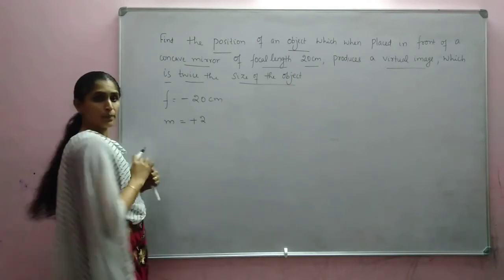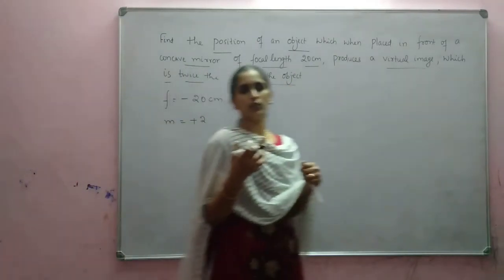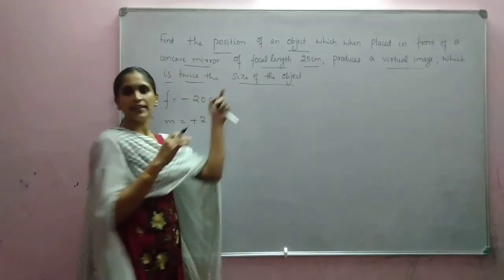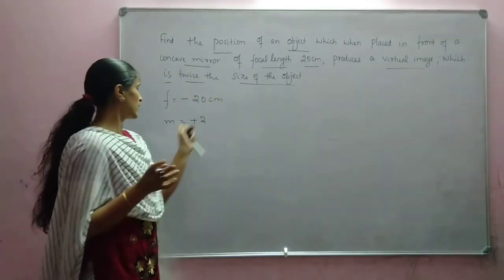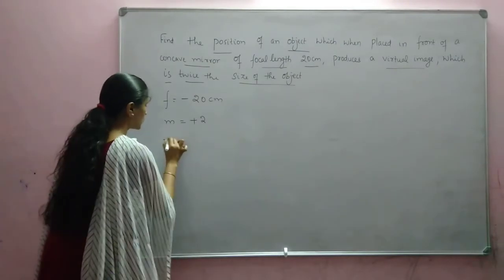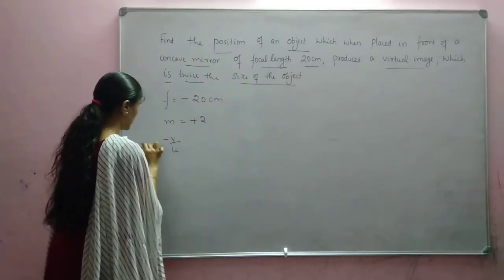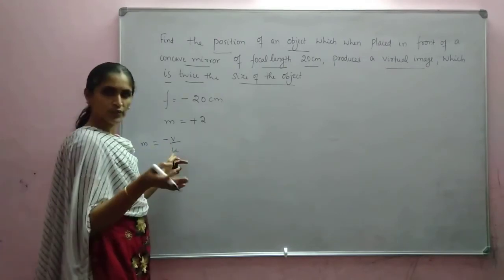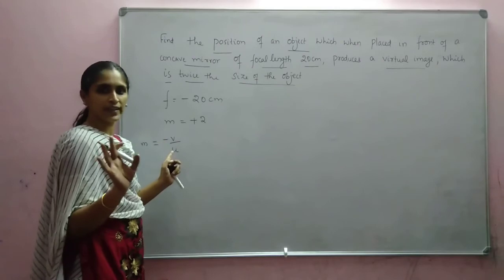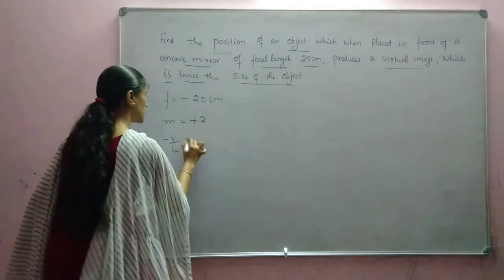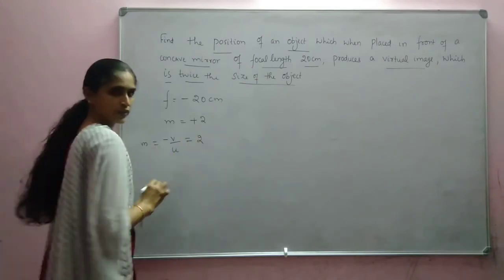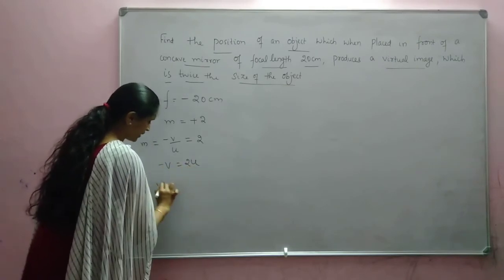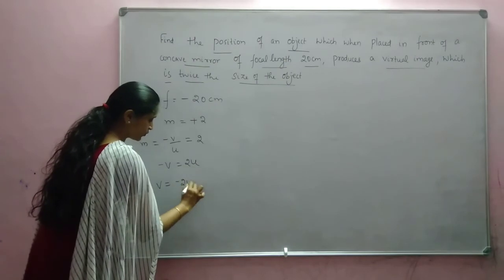So we know the magnification relation. Magnification is equal to height of the image by height of the object. Since height is not given, we cannot use that relation. We can write here minus v by u. Magnification is equal to minus v by u. No need to apply sign convention to u, since it is not given, no need to take u as negative. So minus v by u is equal to 2, or we can write minus v is equal to 2u, or we can write v is equal to minus 2u.